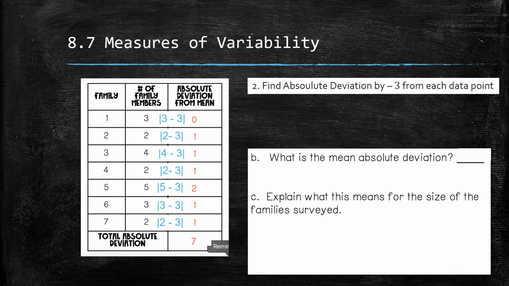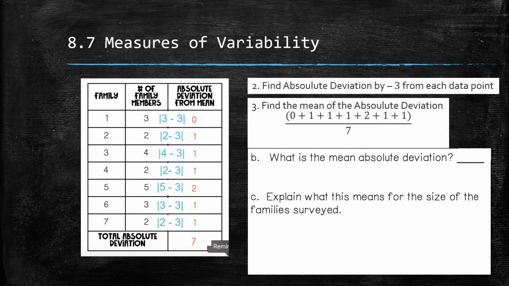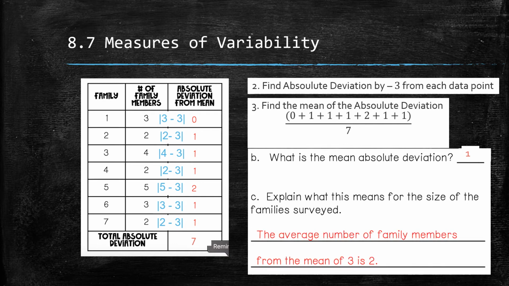And now I'm going to find the mean of the absolute deviation from the mean. So 7 divided by 7, because I have 7 data points, gives me a mean absolute deviation of 1. Explain what this means for the size of the family surveyed. Well, the average number of the family members from the mean of 3 is 2.